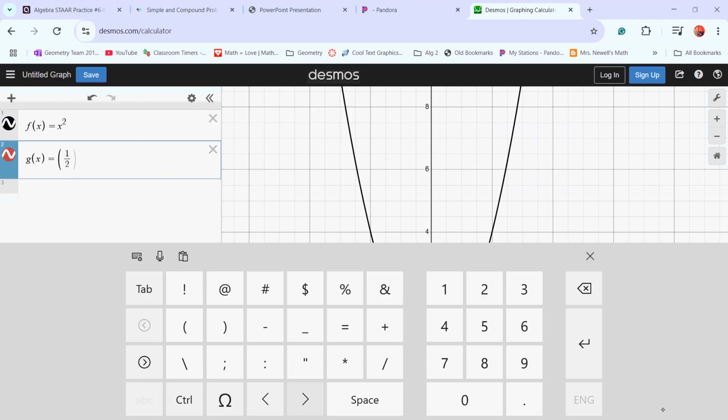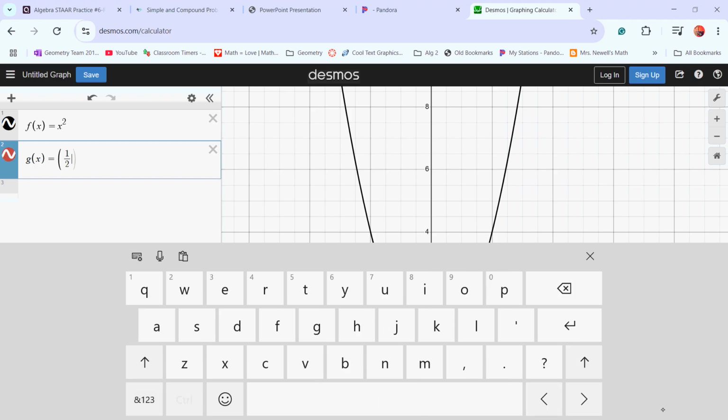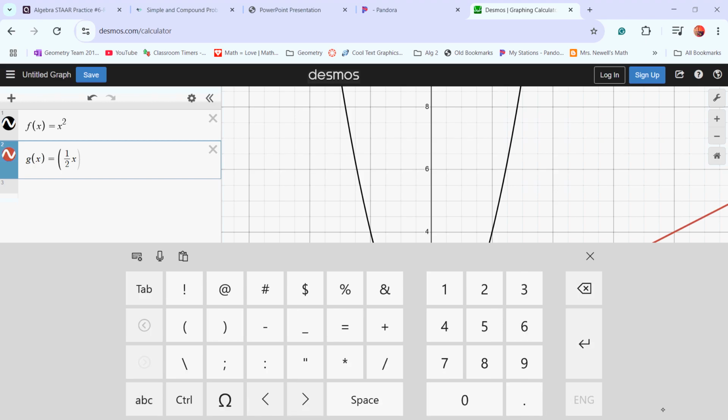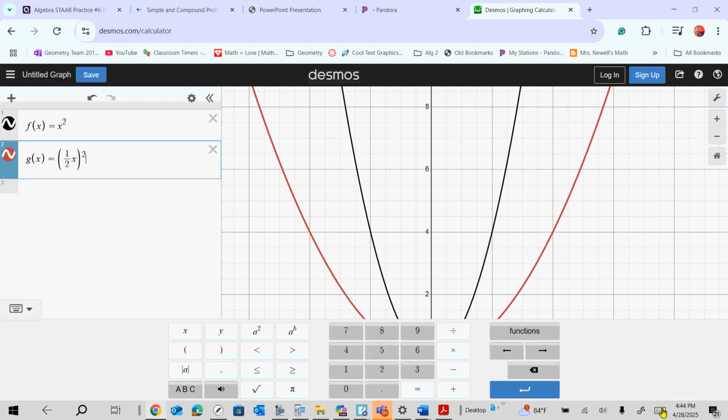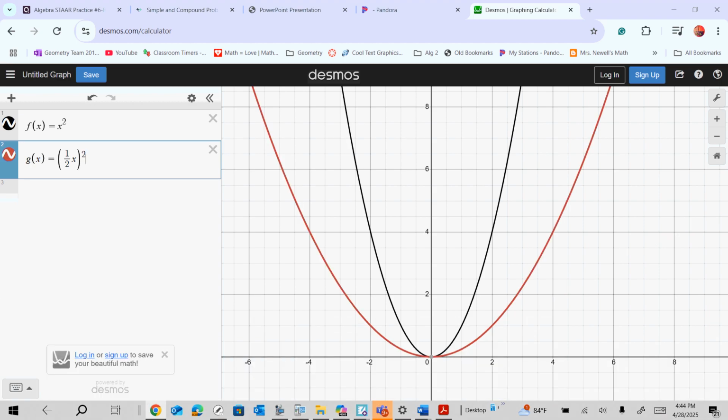Then we do 2, and then we're going to arrow to the right. We're going to put our x. Then we're going to also arrow to the right again, and we're going to put our exponent right there. And you can physically see how wider it got, right? Okay, so this was a horizontal stretch, like it's pulling out to the horizontal.